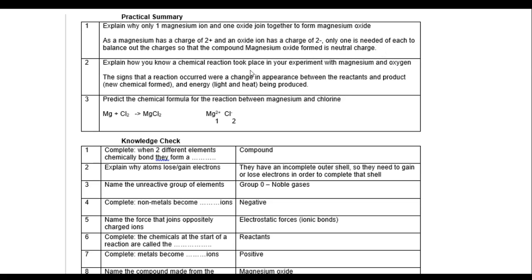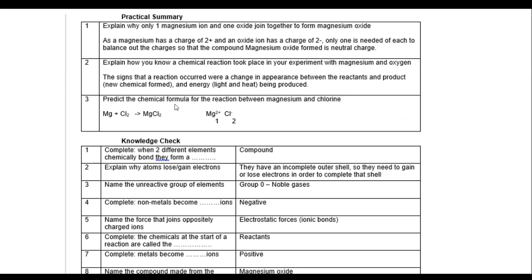Question 2, explain how you know a chemical reaction took place in your experiment with magnesium and oxygen. The signs that a reaction occurred, so think about the video and your table, there was a change in appearance between the reactants and product, which shows you that a new chemical was formed. They have different properties, which shows you that it's a different chemical. Furthermore, when we heated the magnesium, there was energy being produced in the form of light and heat, and that shows you that a reaction took place.